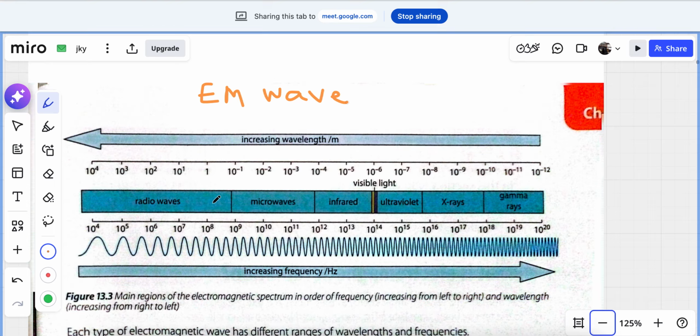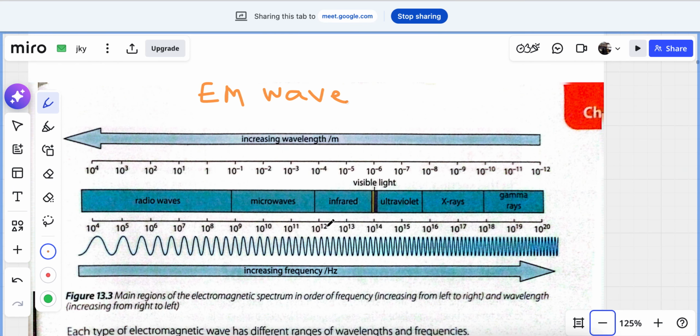Let's say we draw a spectrum. We give each one a rectangular box. You have the radio waves, the microwaves, the infrared, the visible light, the ultraviolet ray, the X-ray, and the gamma ray. One, two, three, four, five, six, seven. Seven of them, the seven electromagnetic spectrum.